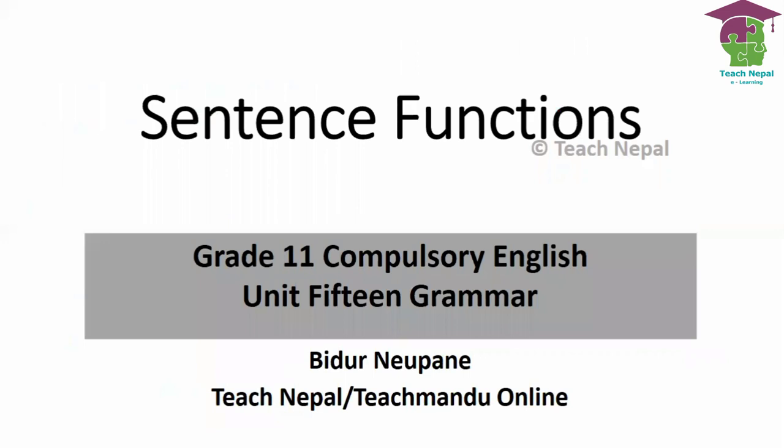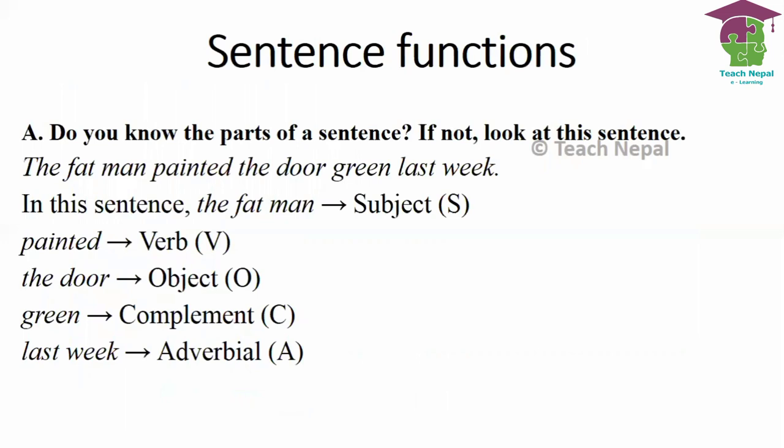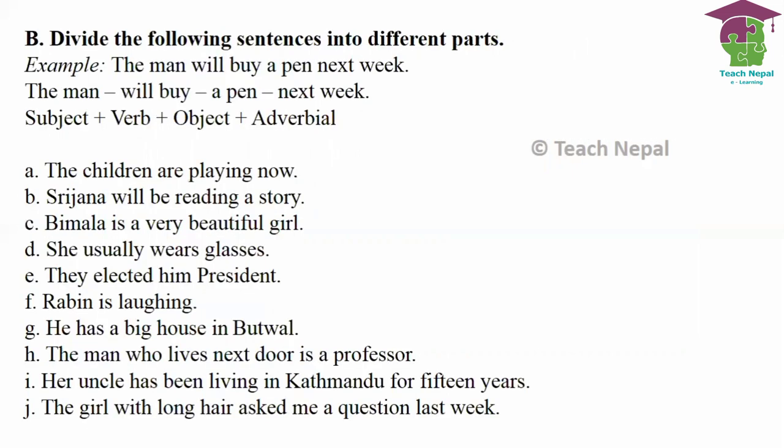Next we have unit 15, sentence functions, all right? Sentence functions are parts of a sentence. Basically we have subject, verb, object, complement, adverbial. These are the parts of a sentence. So you need to learn to identify the parts of a sentence. Okay, for example, divide the following sentences into different parts.